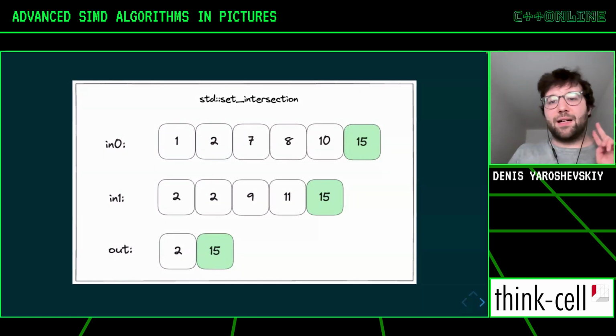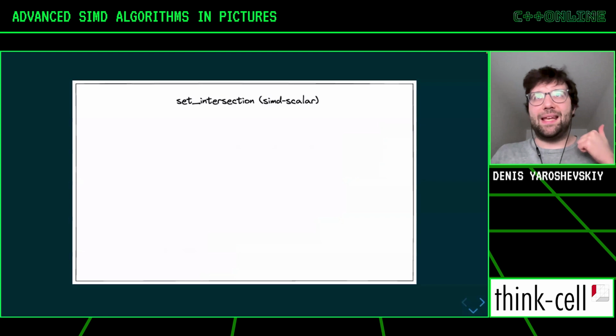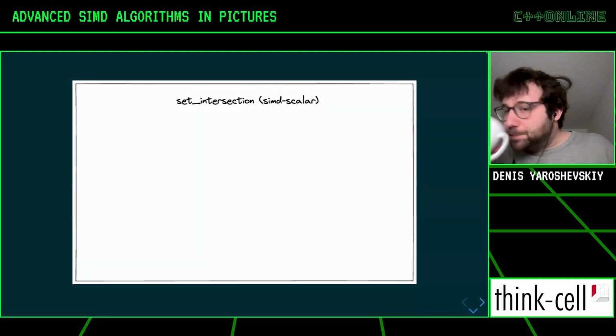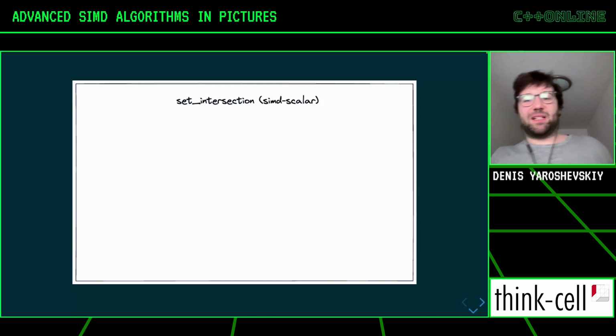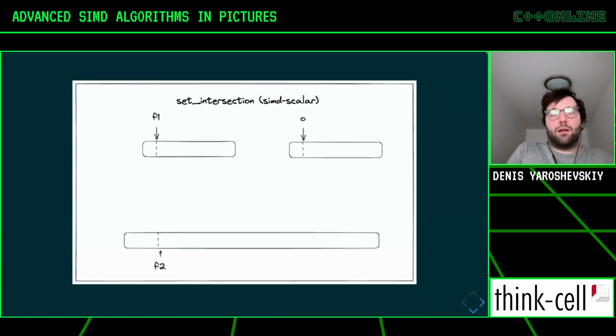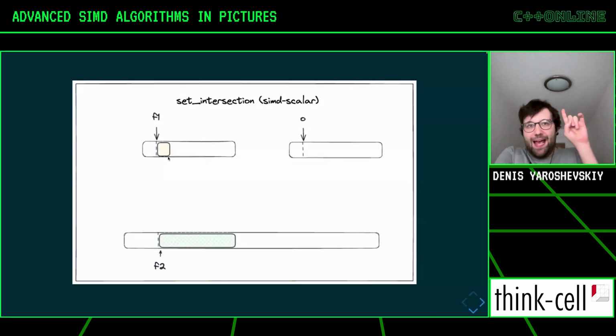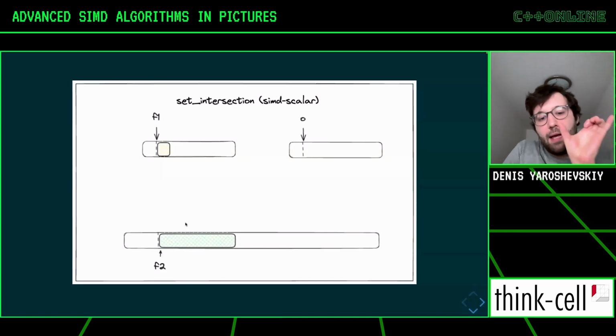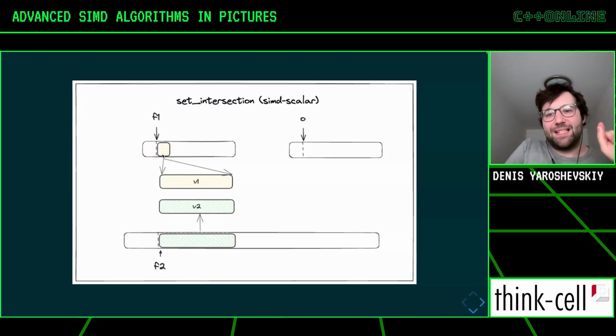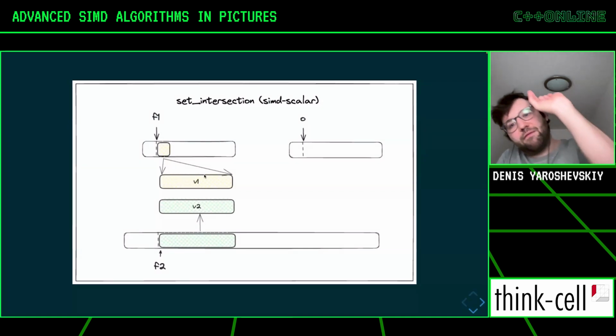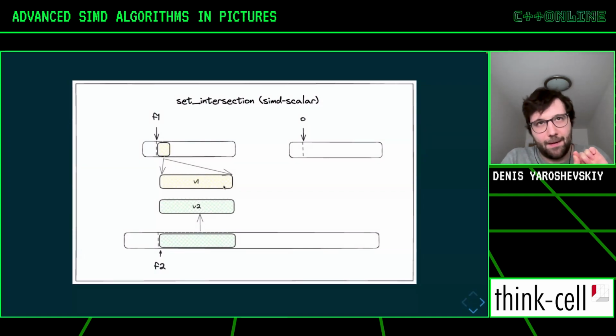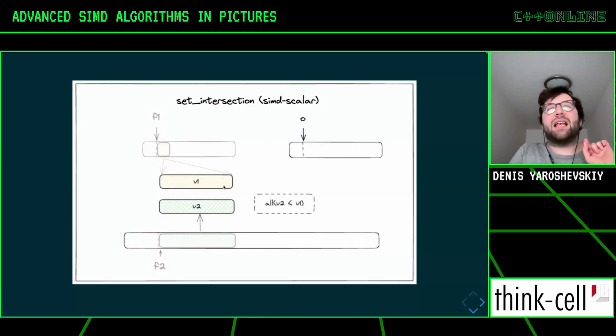Okay. There are 2 ways you can vectorize it. One is a SIMD scalar approach. This one I came up with myself, I'm not taking it from any place. Let's take a look. Let's say we have a smaller array and a big array, and then we have our output. What we're going to do is take just one element from the small array, and the whole register from the second array. Then we're going to broadcast: we take this element and write it into every element of this register. Like that. And then we're going to compare.